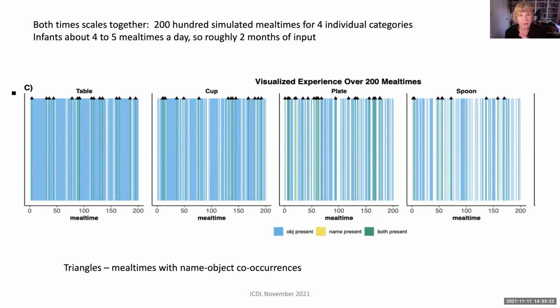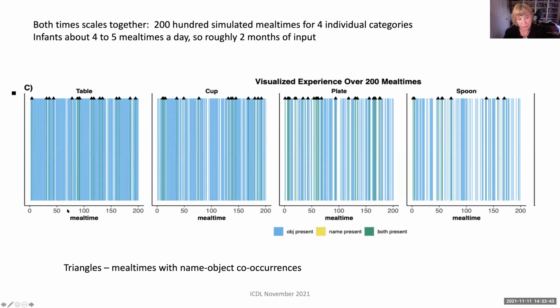I have the triangles at the top. The blue is the object was visually present in this mealtime. The yellow was the name was present. And the green is that they're both present. Notice how sparse the green is. Yellow is very sparse too. Names don't occur without the object visually present.